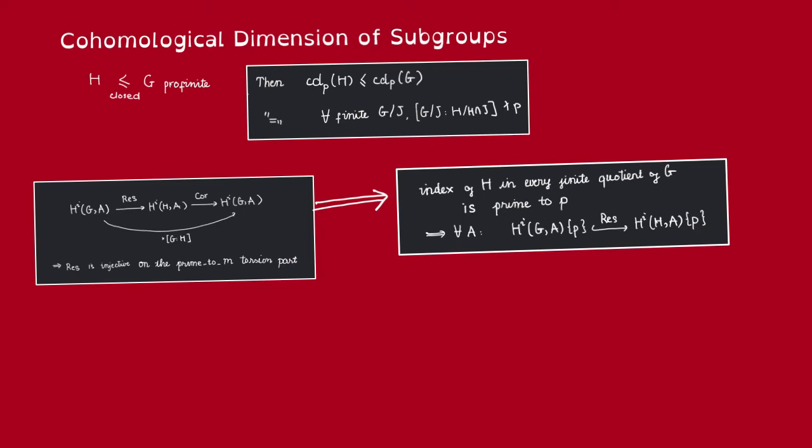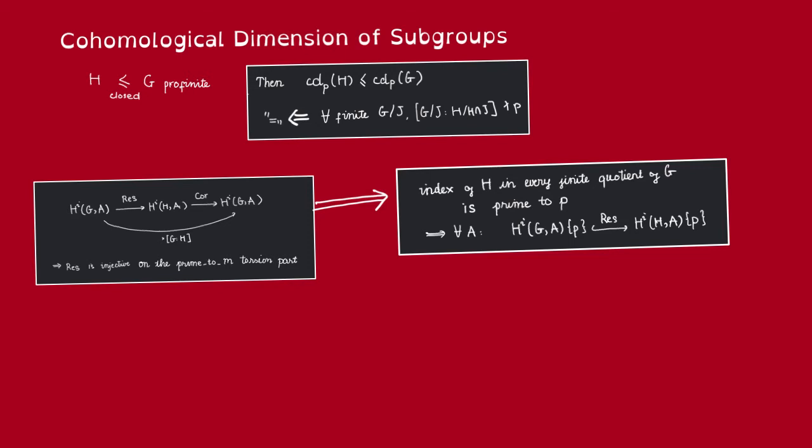And sorry, it's not an if and only if, it's just sufficient. So let us show that if the index of H in every finite quotient of G is prime to p, then the two cohomological dimensions must be equal. So this actually comes from the following corollary of this proposition about the co-restriction composed with restriction map. So let us first show how this corollary implies that in this case the cohomological dimensions of H and of G are equal, and then we'll explain how we get this corollary.